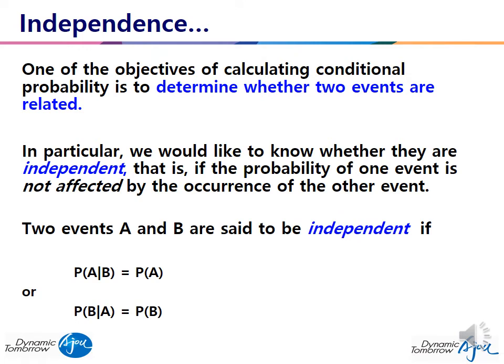One of the objectives of calculating conditional probability is to determine whether two events are related. In particular, you would like to know whether they are independent. That is, if the probability of one event is not affected by the occurrence of the other event. Two events A and B are said to be independent if probability A given B is probability A, or probability B given A is equal to probability B.